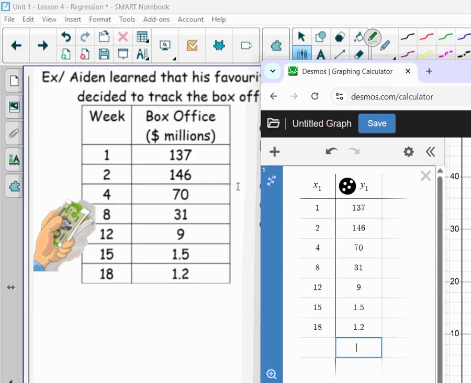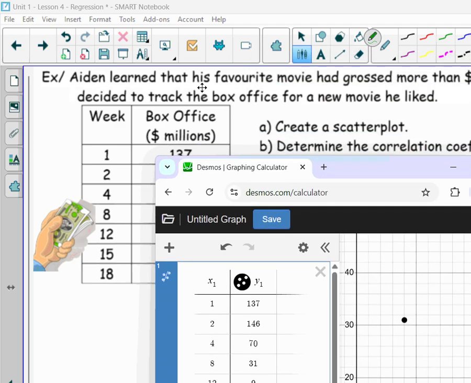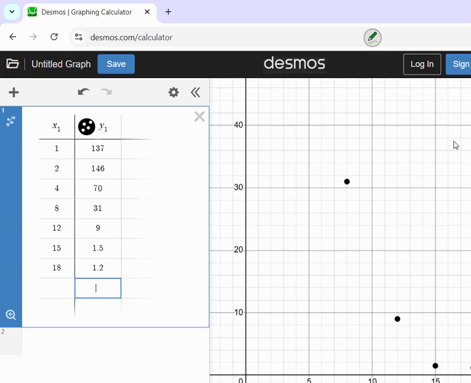So this relationship is looking at Alex, who learned his favorite movie had grossed more than $700 million. He decided to track the box office for a new movie he liked. So this is how many weeks have gone by and how much money the box office made. That's what grossing means, making money. So create a scatter plot, did that. Let's see what it looks like.